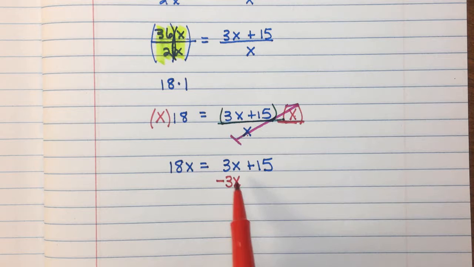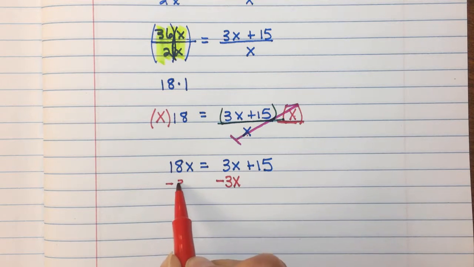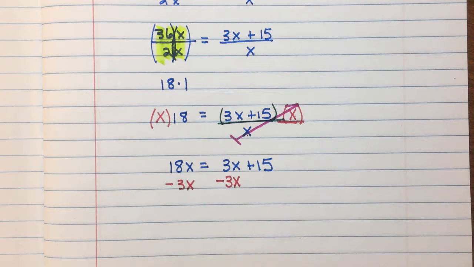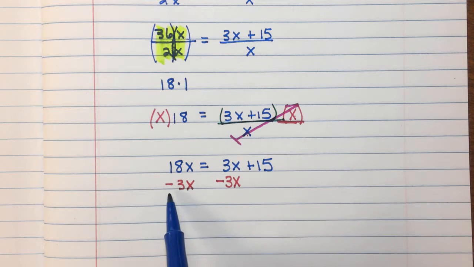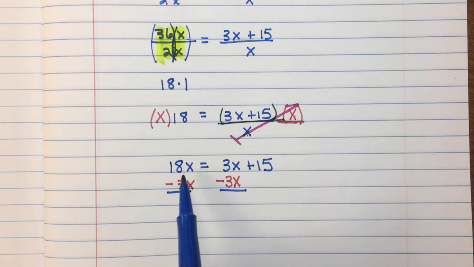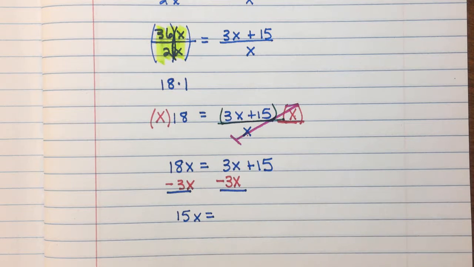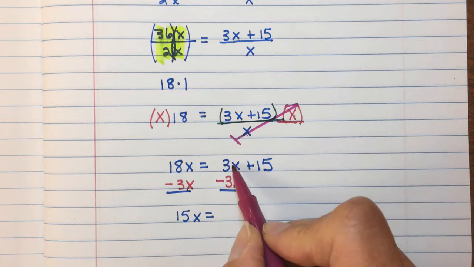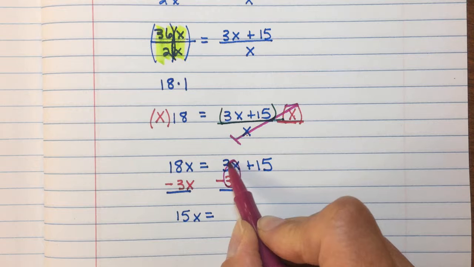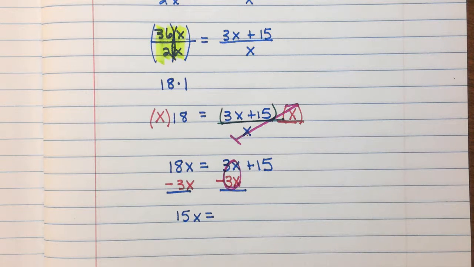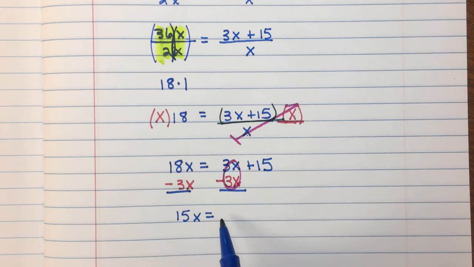Remember, what I do to one side of the equation, I have to do to the other side of the equation. Keep it balanced. So now I have 18x minus 3x, so that gives me 15x. And remember, I did this on purpose because I wanted this to turn into a 0. 3x minus 3x makes that become a 0. And then I'm left with just plus 15.